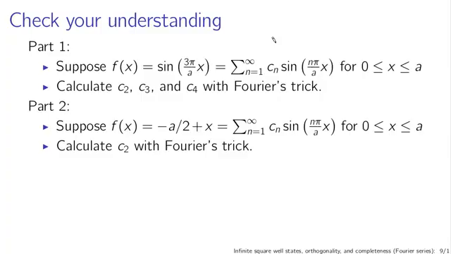To check your understanding, here are two relatively straightforward problems to use Fourier's trick and the orthogonality conditions for sine to determine, for instance, C2, C3, and C4 for this f of x, or C2 for this f of x.